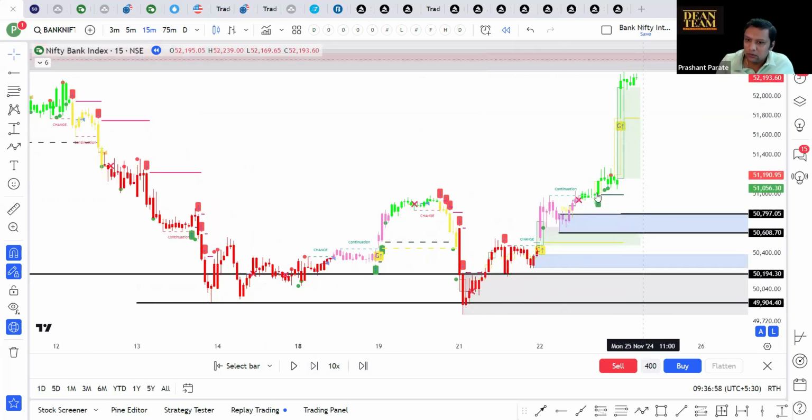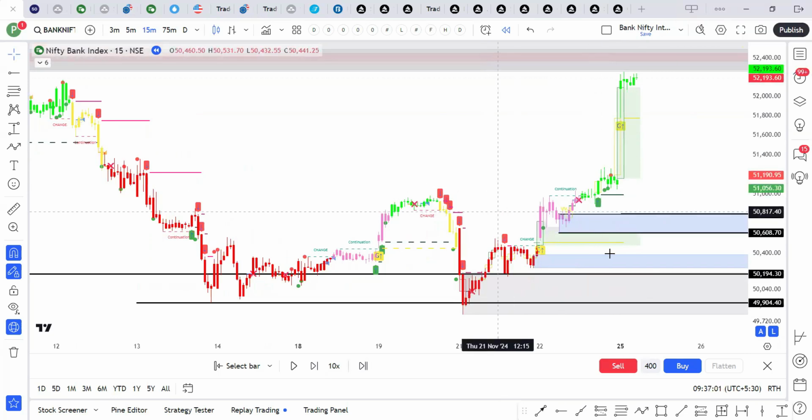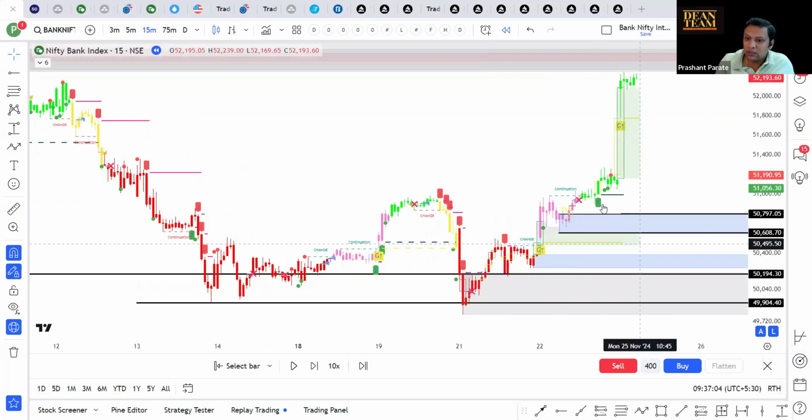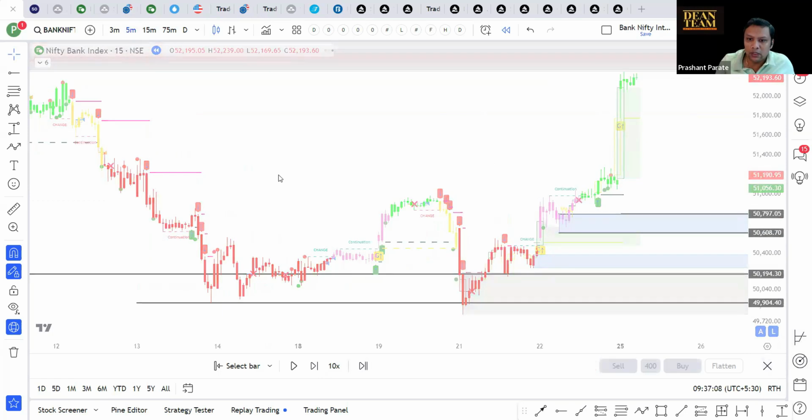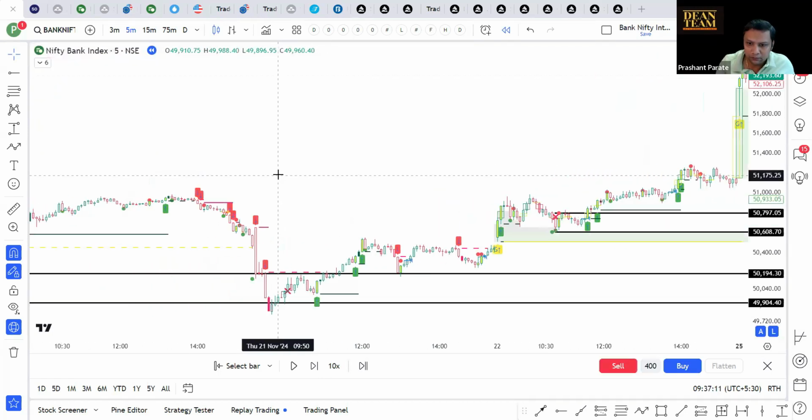Immediately it went up. It did not come in the buying area. Sometimes we miss the trades, but sometimes we get entry in this. Maybe on the 5 minute chart we might have got entry.